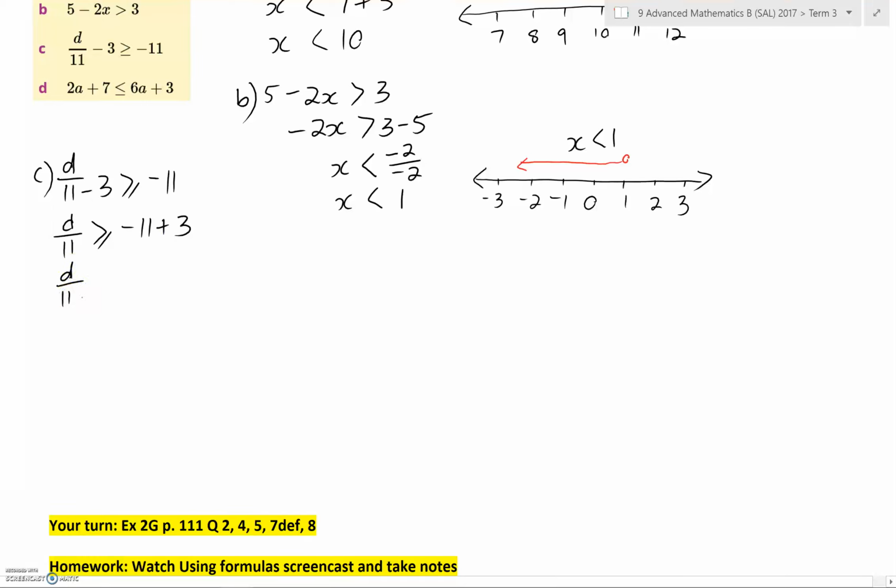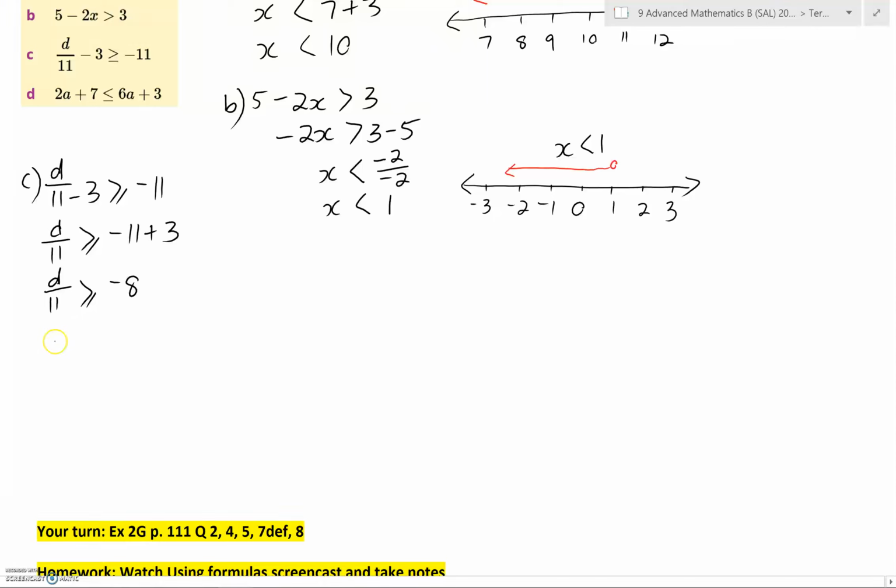So d over 11 equals minus 8. Now I need to multiply both sides by 11 to get the d on its own. So d is minus 88. I have not changed my sign because I have not multiplied by a negative number. I've multiplied by a positive number, so it stays exactly the same.